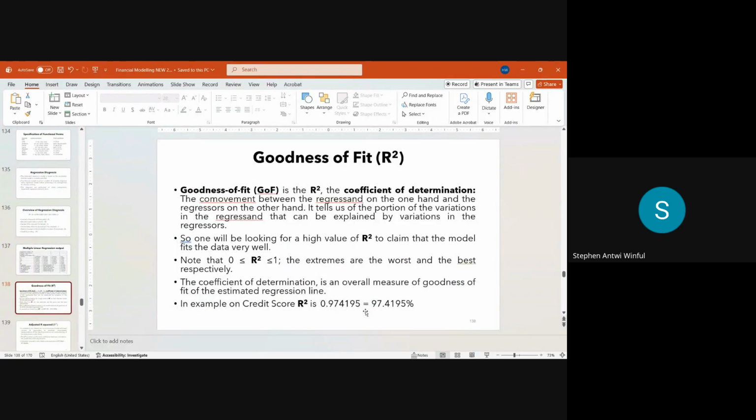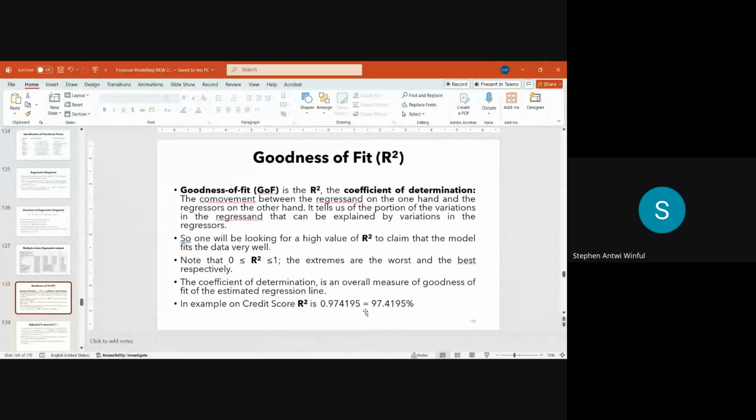All right. The first diagnostic tool we want to consider is what we refer to as the coefficient of determination, or the goodness of fit. In other words, this essentially is assessing the co-movement between the regressand on one hand and the regressors on the other hand. In other words, the dependent variable on one hand, independent variables on the other hand, collectively, not one by one. When they are put together, is it a good fit?